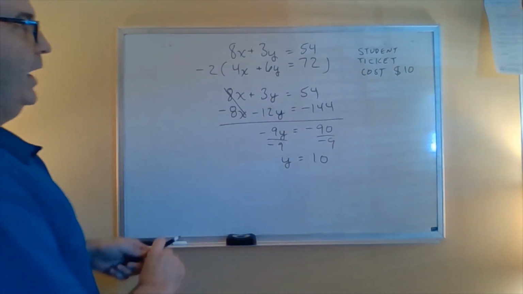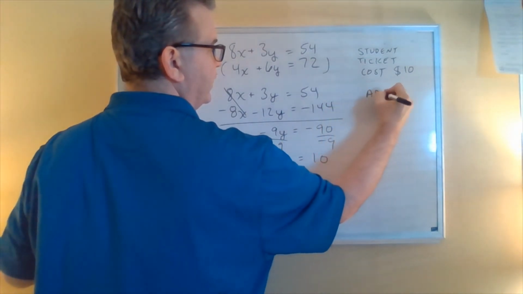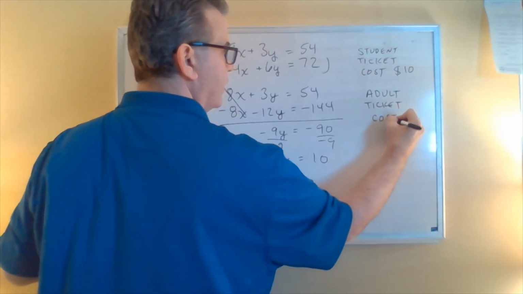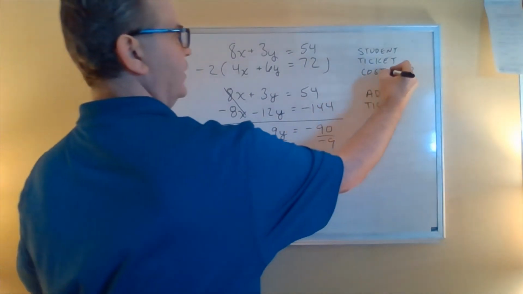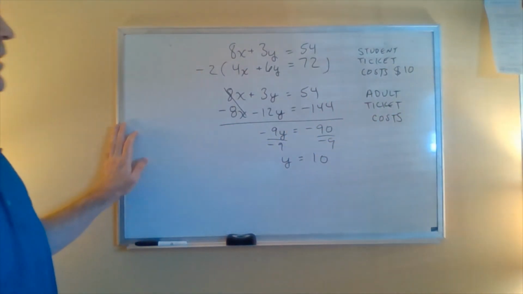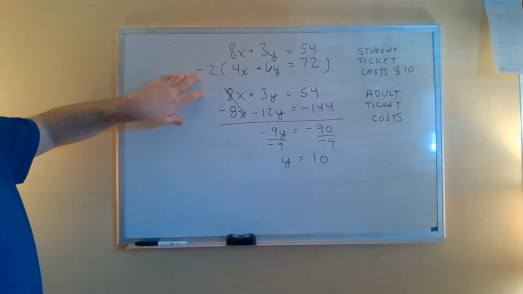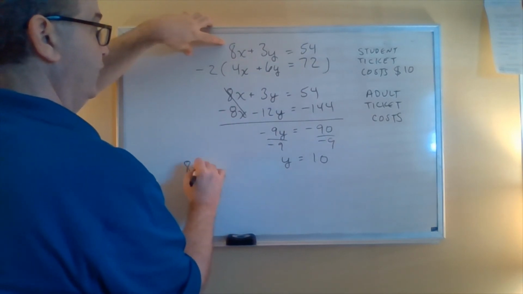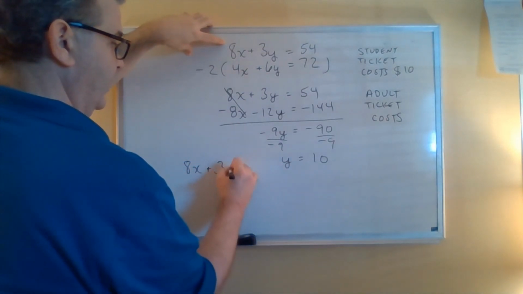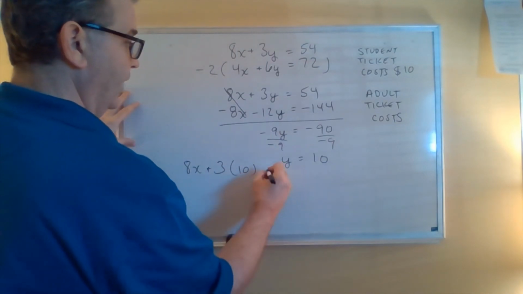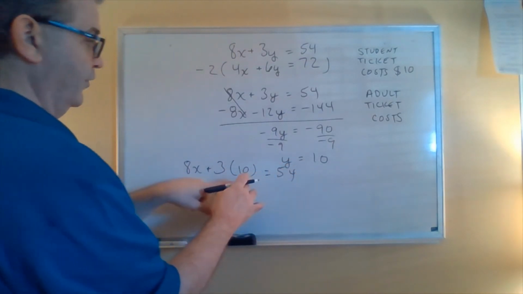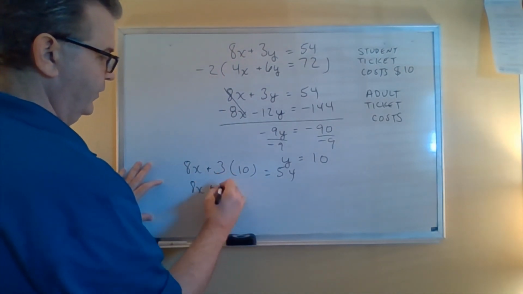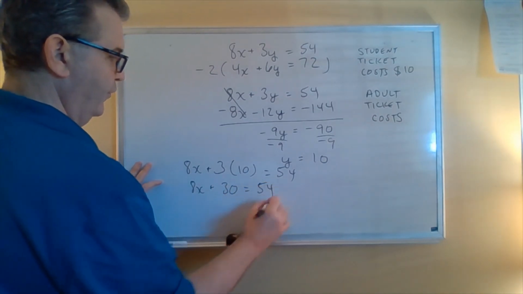Okay. So now we have to find out what our adult ticket is, which means we have to find out what our x is. We're talking about the cost of one ticket there. So if we plug that in somewhere, we're going to plug this in here. We have 8x plus 3y, but we know y is 10. So we'll plug in 10 for y. That's going to equal 54. So all I did was plug 10 into this top equation. So I'll end up with 8x plus, well, 3 times 10 is 30, equals 54.